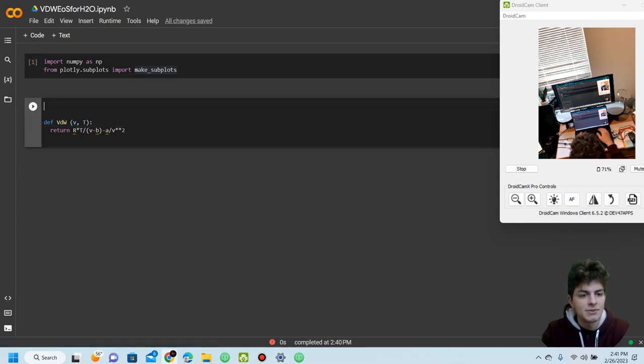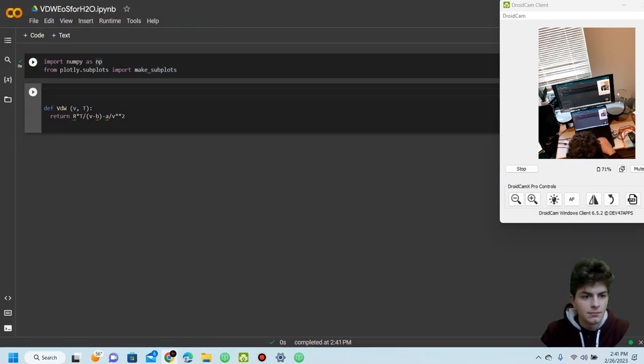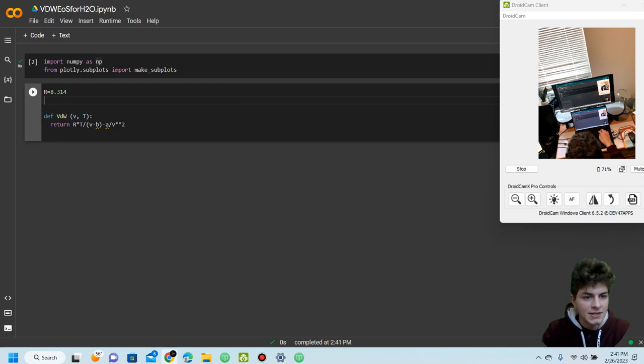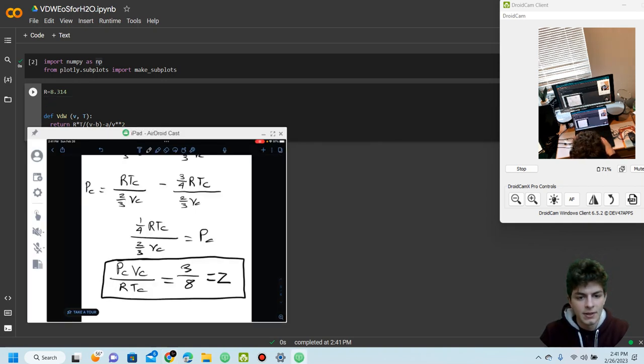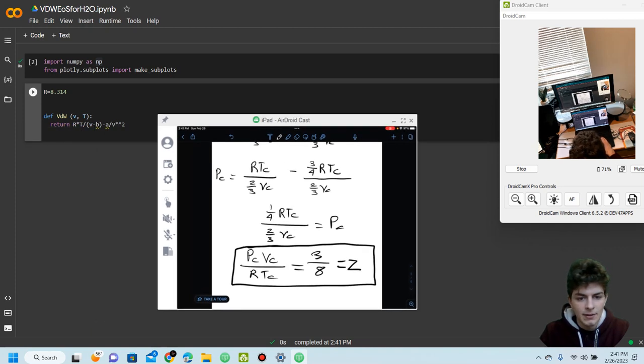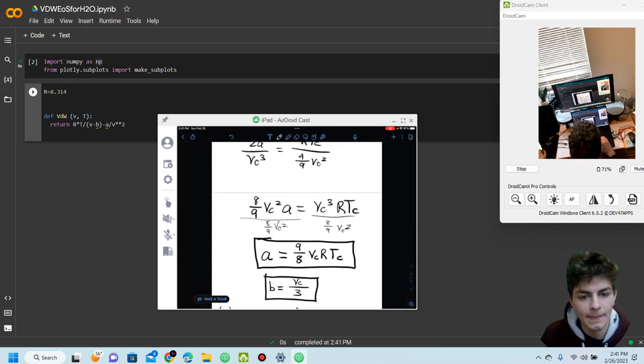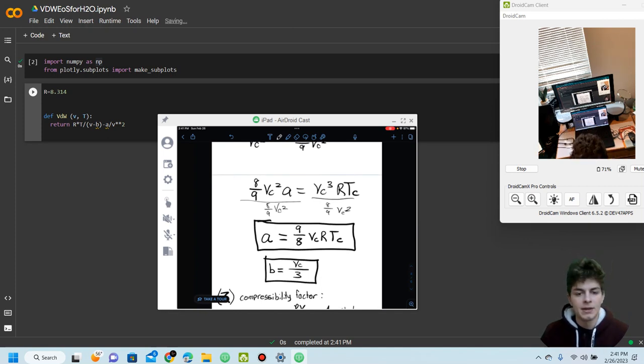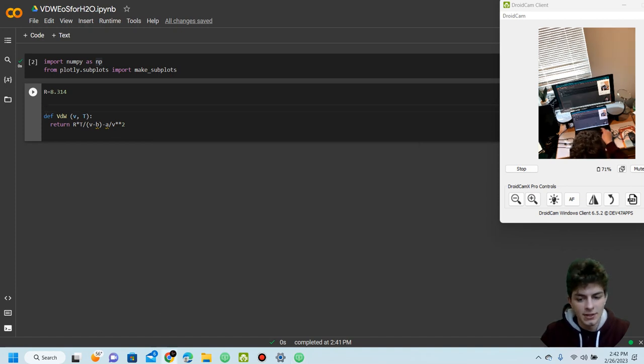Alright, so what do we need to define here? We need to define some sort of R term, which is going to be 8.314. That's just our gas constant. What other terms do we need? We need our B and our A term. Well, we already derived equations for those, right? Let's see. There we go. There are our equations for our A and our B term. So let's code those out here.